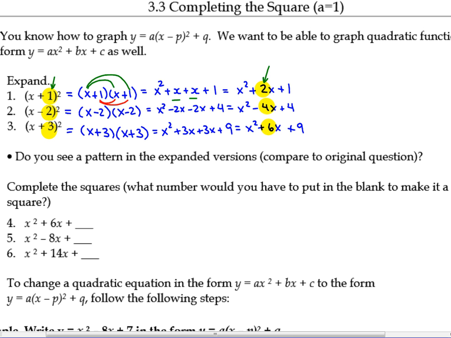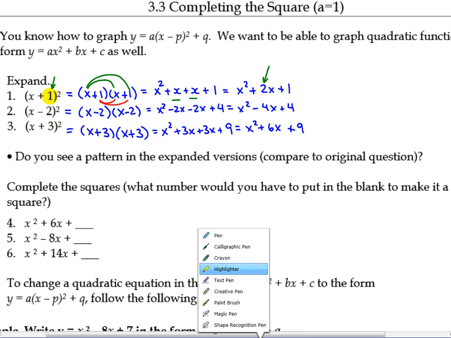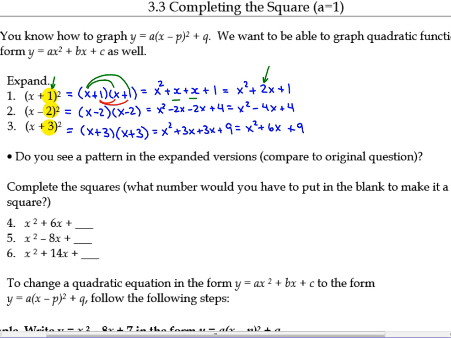And then let's look at those numbers there. The 1, 2, and 3. Positive 1, negative 2, positive 3, and 1, 4, and 9. Positive 1, 4, 9. They're squared, right? It's a perfect square. So 1 squared, 1. Negative 2 squared, positive 4. 3 squared, 9. So we're going to be using these patterns to our advantage today.